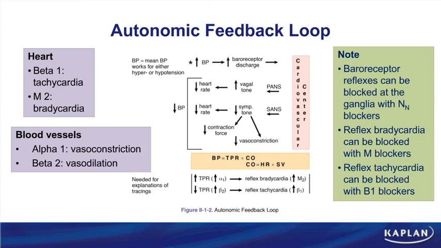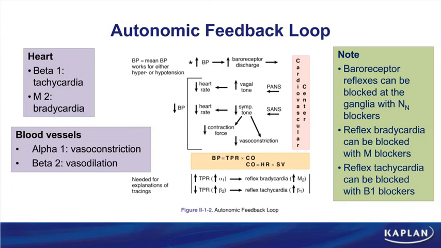What if I gave a vasodilator? For example, a beta 2 agonist. A beta 2 agonist will vasodilate, decrease TPR, decrease blood pressure. When the pressure goes down, you would expect the heart rate to go up by a reflex. So that reflex tachycardia happens when you fire, this time, sympathetic nerves to the heart, stimulating beta 1 receptors.